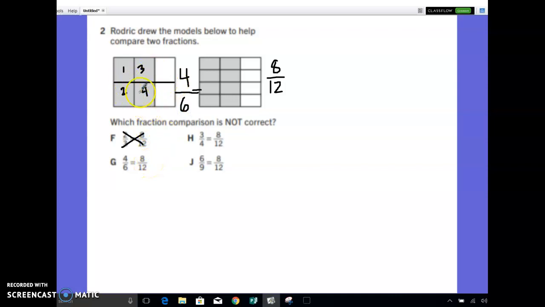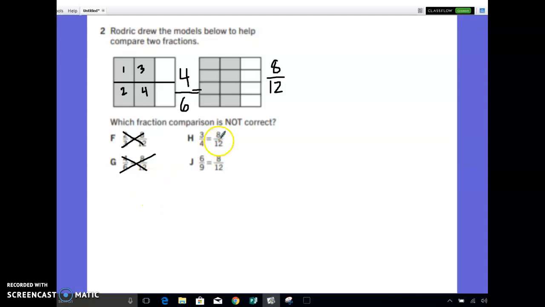And we do see it's got that same shaded part, same as that 8/12. 4/6 would be the same. So this one is not going to be our answer because, again, we're looking for what's not a correct comparison, and that one was a correct comparison.